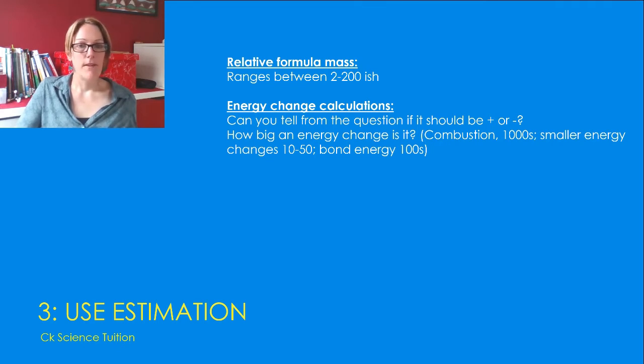Bond energies, covalent bond energies, pretty large, and if you've done lattice energy yet, you know again that that should be really, really large. So lattice enthalpies should be in the thousands. Formation enthalpies for making compounds, again, they're usually in the hundreds. They're not huge.